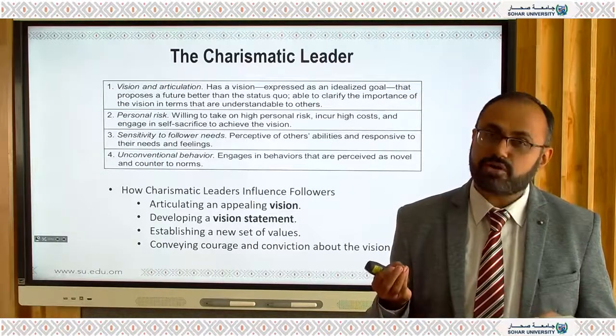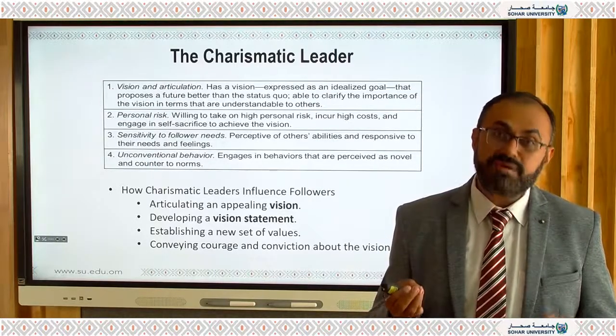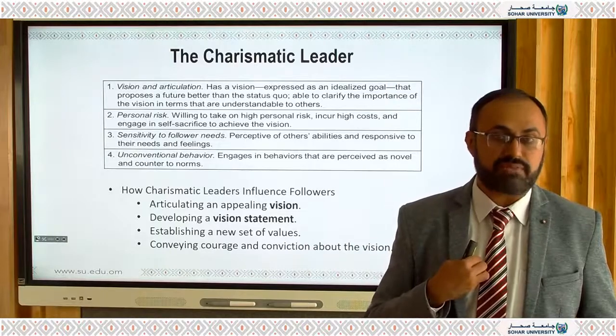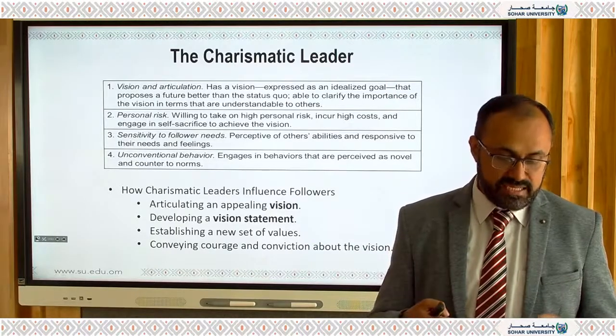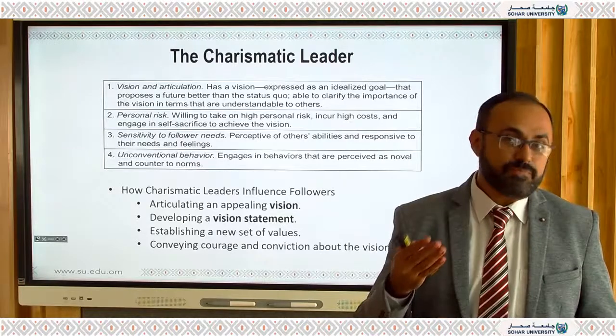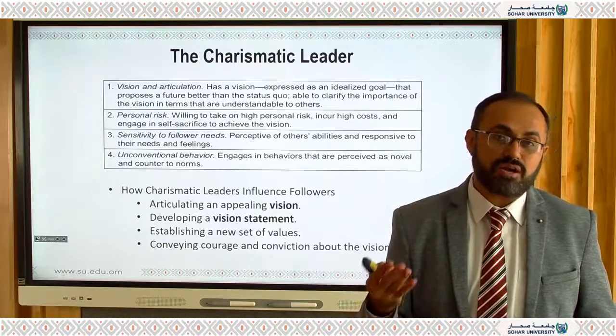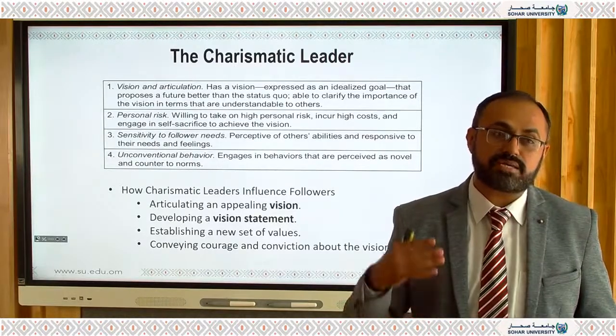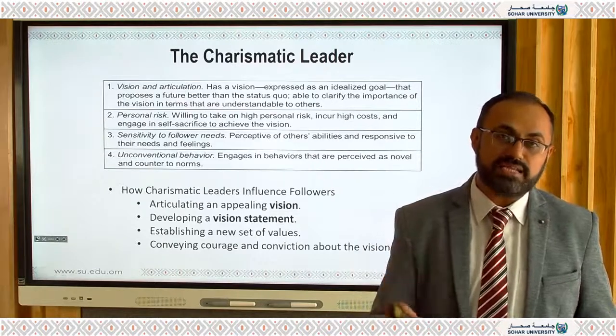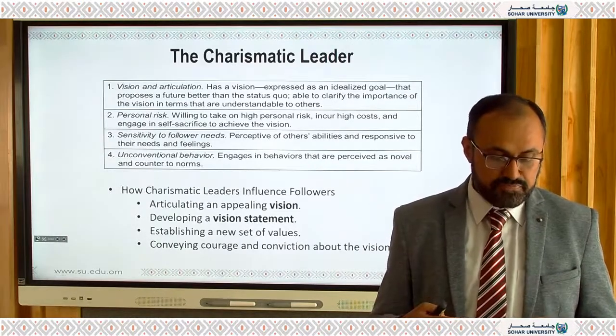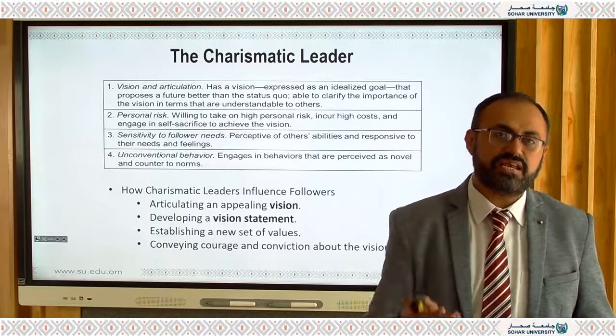Actually, they give and articulate the vision. They take personal risk, meaning their personal life is sometimes at risk, and they are very sensitive to the followers' needs. They know what the followers want, like the jobs they want, or they need more help, then they are really sensitive to that. And finally, they have very unconventional behavior.